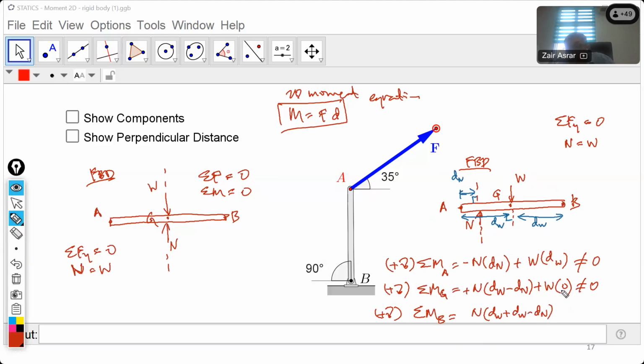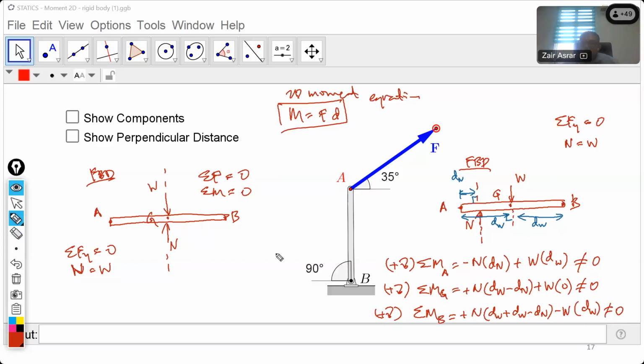Okay. And then what do we have here? For n, the rotation is clockwise, so the direction is positive. For W, the rotation is counterclockwise, so the moment is negative. So we have W times the distance dw. Since n is not 0, dw is not 0, dn not 0, W also not 0. So everything is not 0.